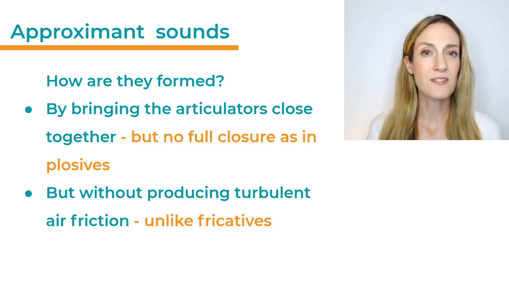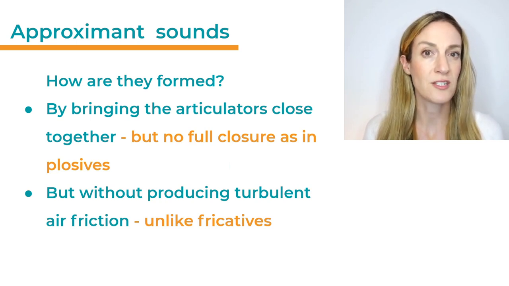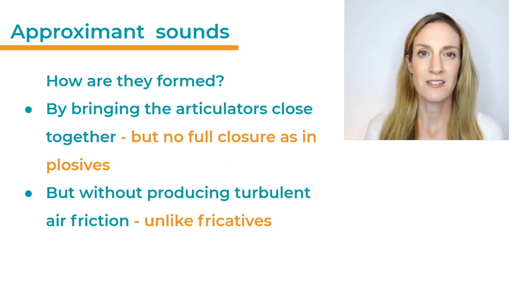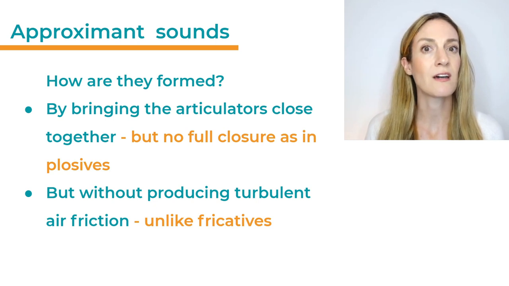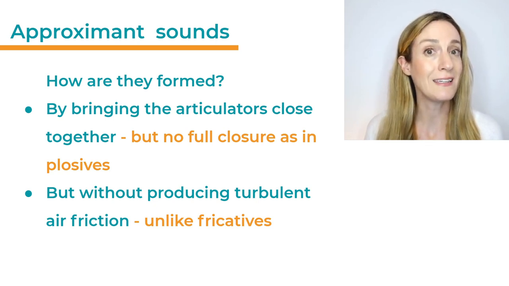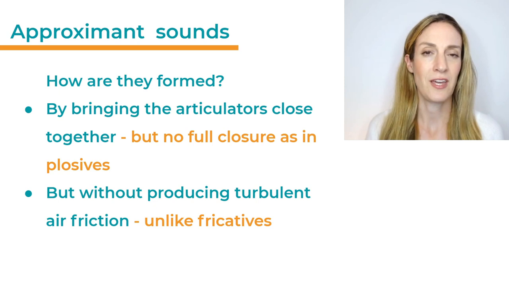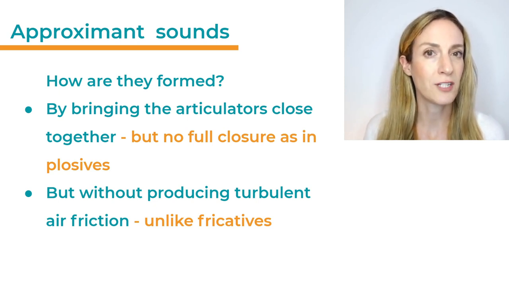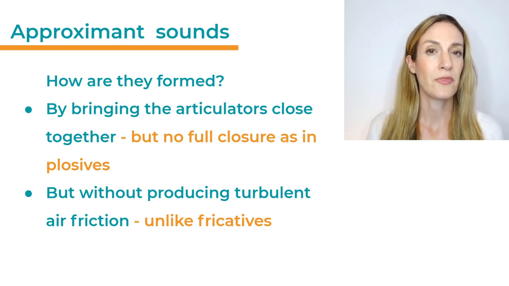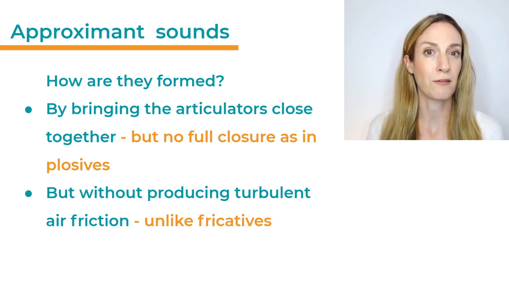With plosives, there is full closure somewhere in the mouth. That is not the case with approximants. There is no full closure. The articulators just come close. However, approximants are also not fricatives, because with fricatives, when the articulators come close, we can hear the air friction. That is not the case with approximants. There is no audible air friction that we can hear. The air flows freely through the mouth.